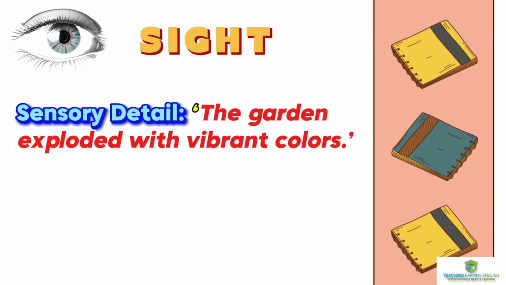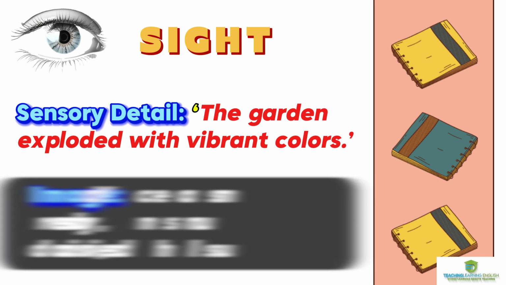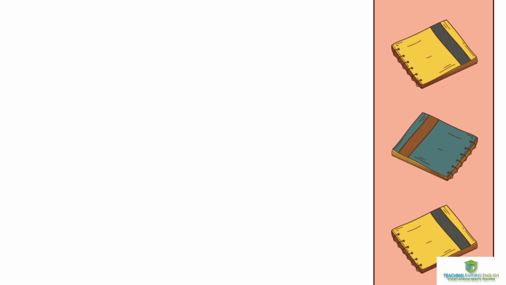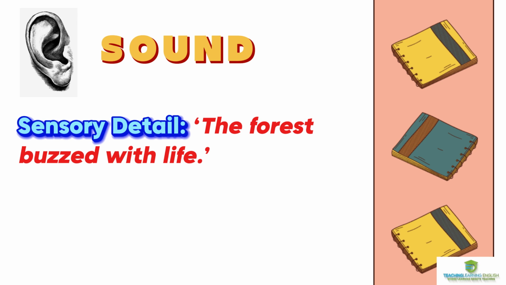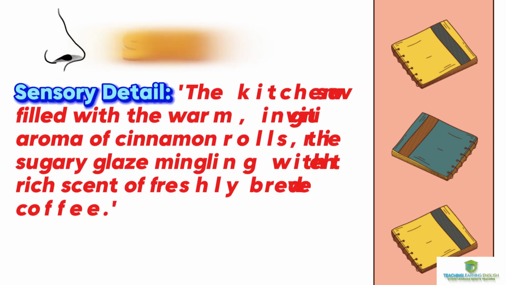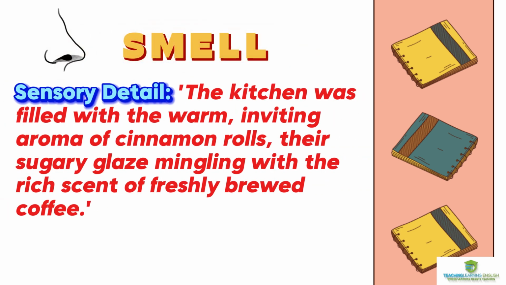Sight. Sensory detail. The garden exploded with vibrant colors. You can see the fiery red roses, sunny yellow daisies, and lush green grass. Sound. The forest buzzed with life. You hear birds singing, leaves rustling, and animals moving. Smell. The kitchen was filled with the warm, inviting aroma of cinnamon rolls, their sugary glaze mingling with the rich scent of freshly brewed coffee.